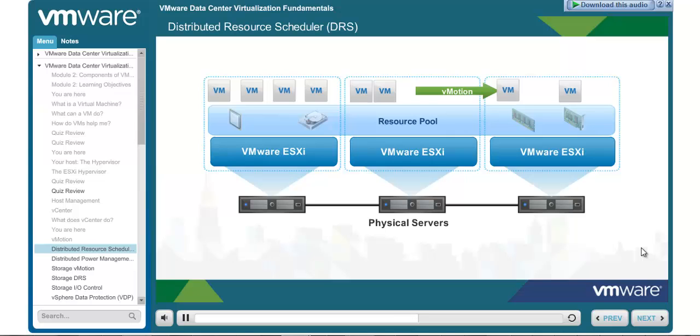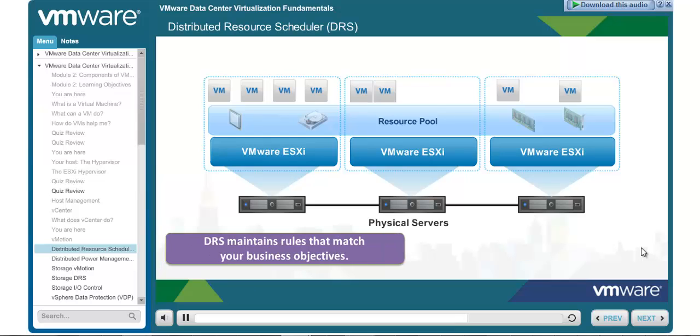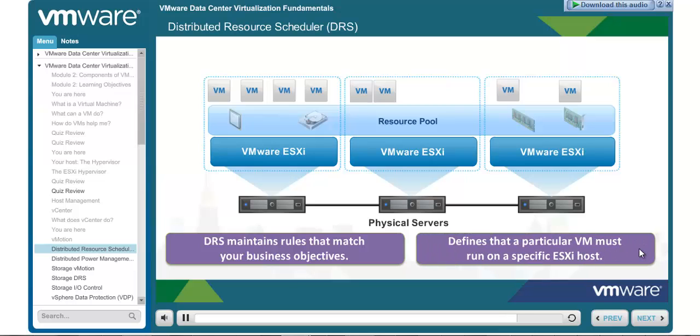Just how smart is DRS? For example, what if you have a couple of servers that really shouldn't be placed on the same physical server? Perhaps they are part of a redundant cluster and really need to be isolated from one another. DRS can help you. One of the most helpful functions of DRS is its ability to maintain rules that match your business objectives. You can create a rule that binds multiple virtual machines together, or that forces them apart. These constraints are evaluated and enforced based on your configuration settings. You can even require that a particular virtual machine must run on a specific ESXi host. That can be very useful if you have hardware-based licensing.